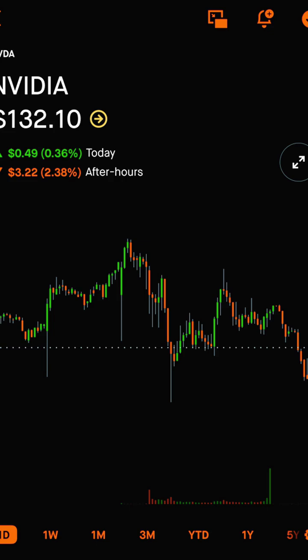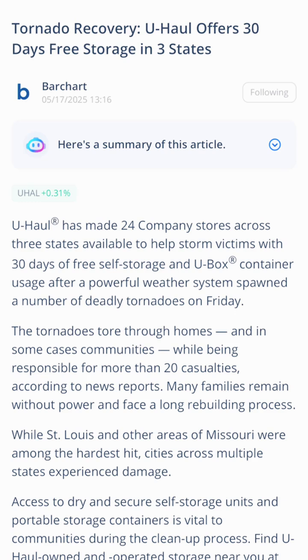So I've been looking at a lot of stuff lately, and we had a tornado recovery story that came out today. U-Haul offered free storage units in 3 states because of it, so I'm thinking U-Haul is something that you should add to your watch list too, right? U-Haul has been around since I was a child, and it ain't went nowhere. It's not going nowhere. As long as people are moving around, it's a great company.